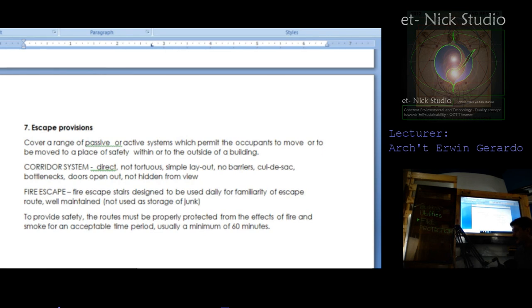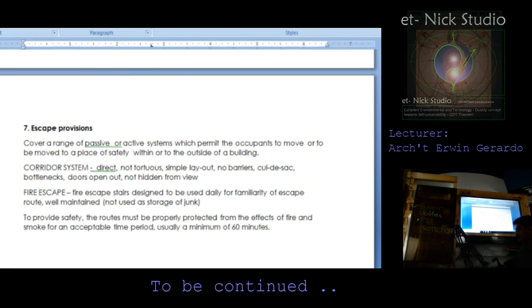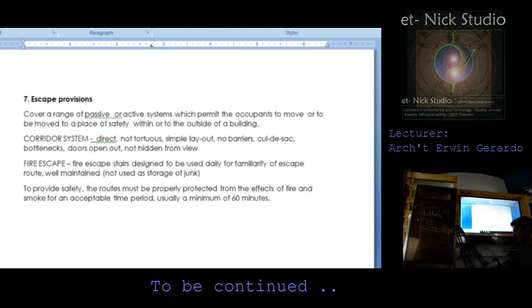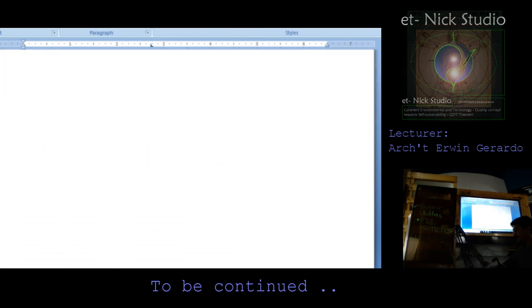To provide safety, the routes must be properly protected from the effects of fire and smoke for an acceptable time period, usually a minimum of 60 minutes. When you say 60 minutes, it is 1 hour. This ends my presentation.